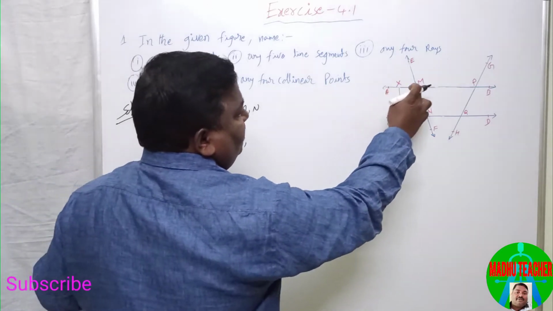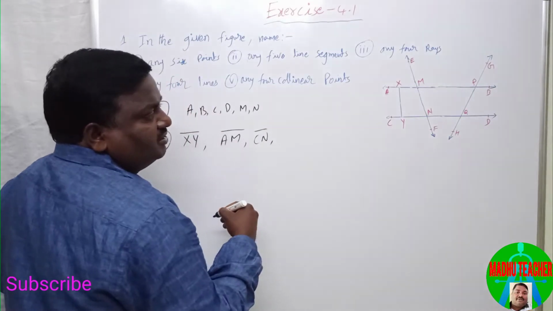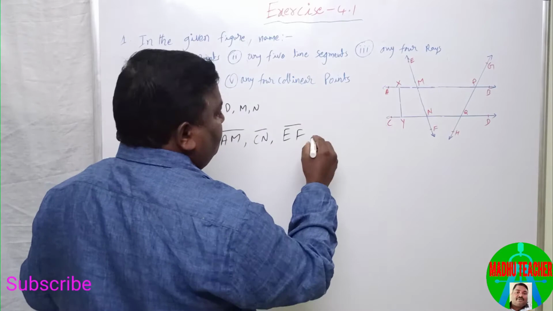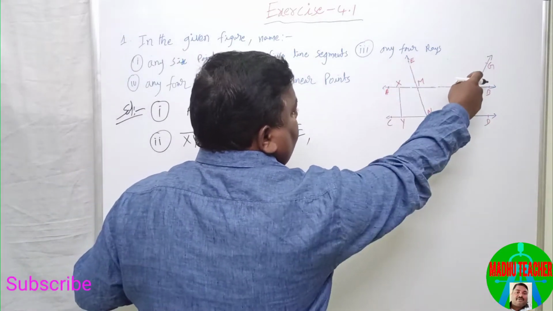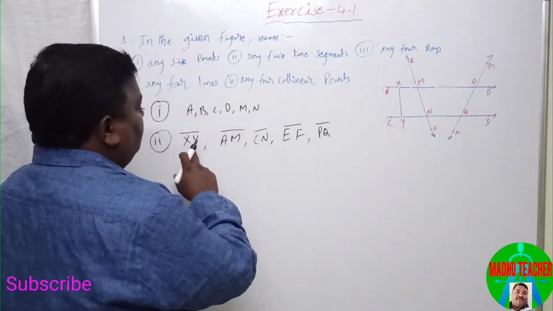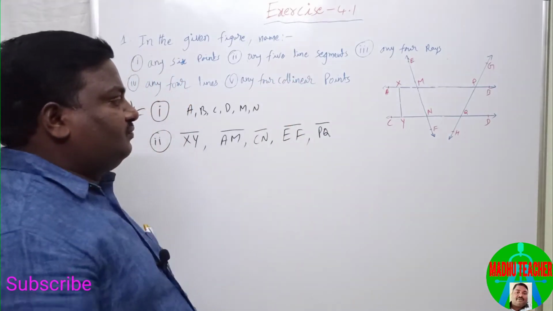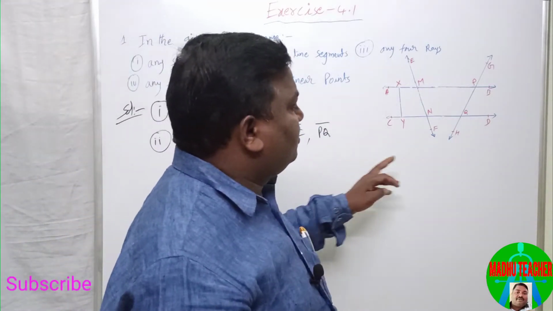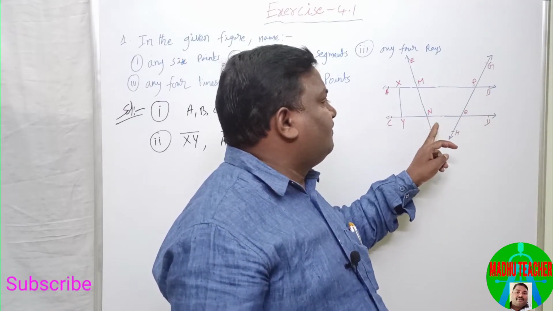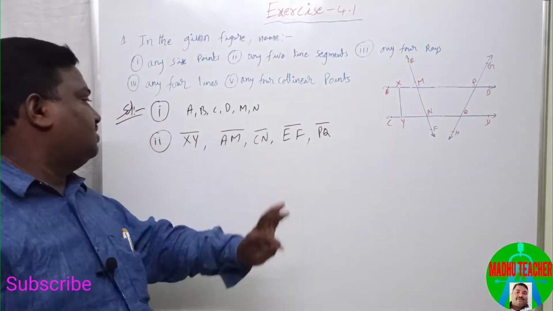AM is a line segment. Next to AM, CN line segment, EF line segment. You can write PQ also, whatever. How many? 1, 2, 3, 4, 5 completed. It's asking 5. Okay. Not only this, you can write PB, QD, NQ, NF, QH. Like this you can write so many line segments.